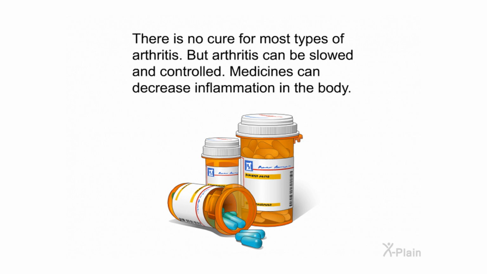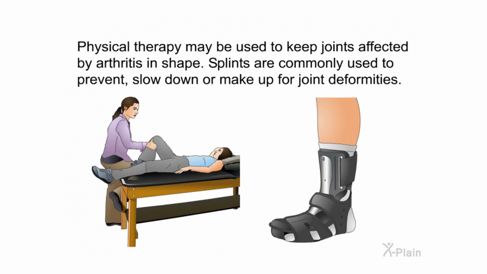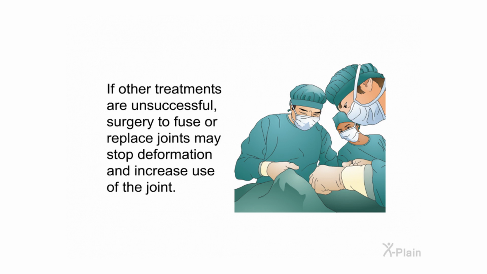There is no cure for most types of arthritis, but arthritis can be slowed and controlled. Medicines can decrease inflammation in the body. Physical therapy may be used to keep joints affected by arthritis in shape. Splints are commonly used to prevent, slow down, or make up for joint deformities. If other treatments are unsuccessful, surgery to fuse or replace joints may stop deformation and increase use of the joint.